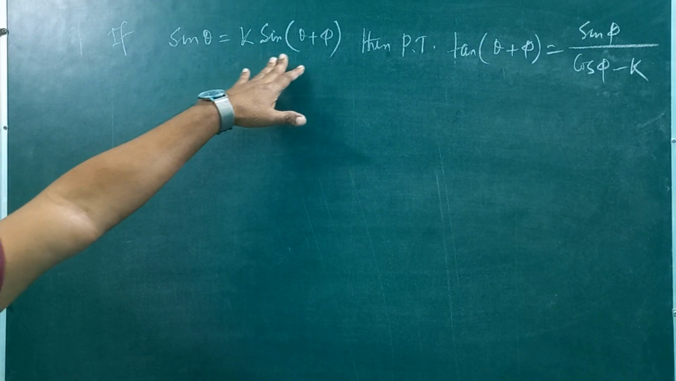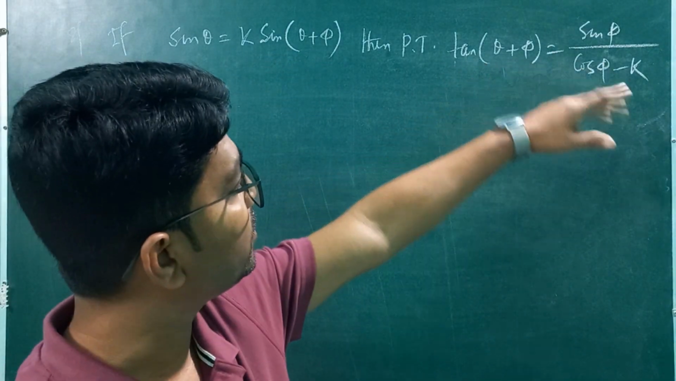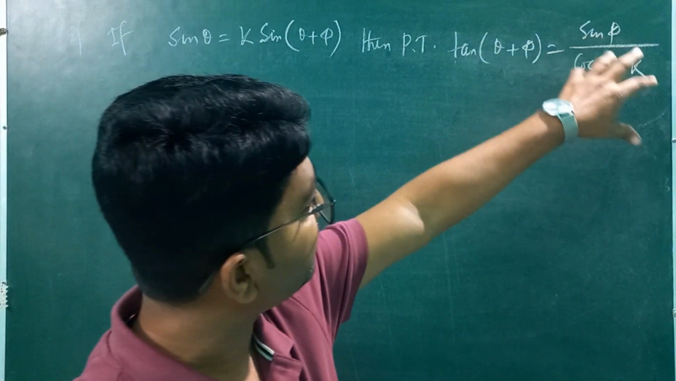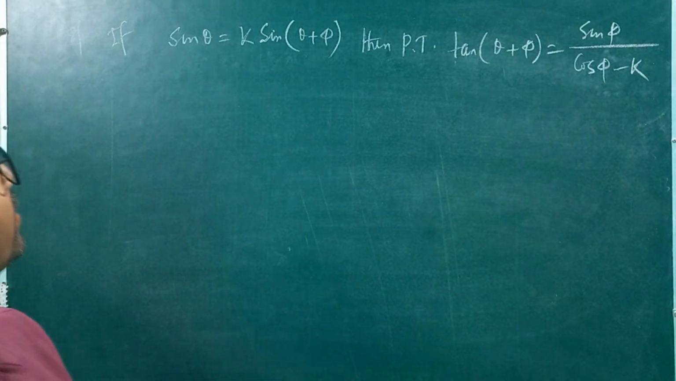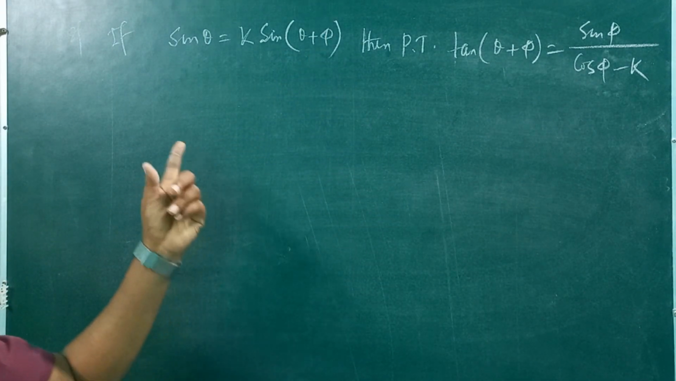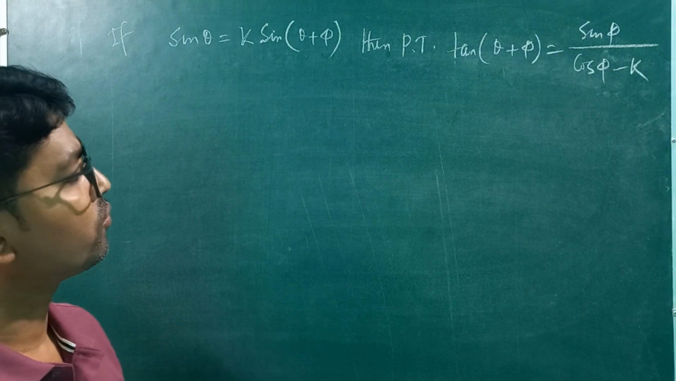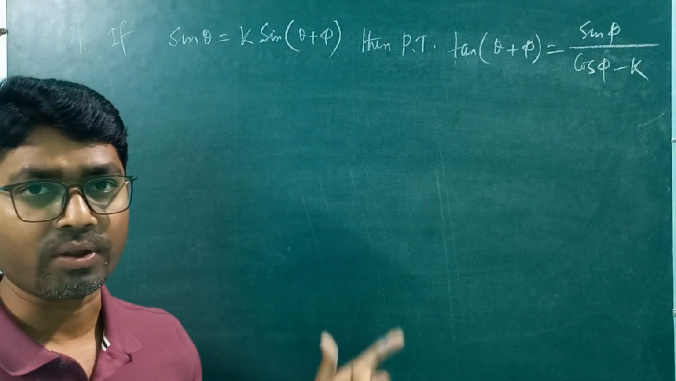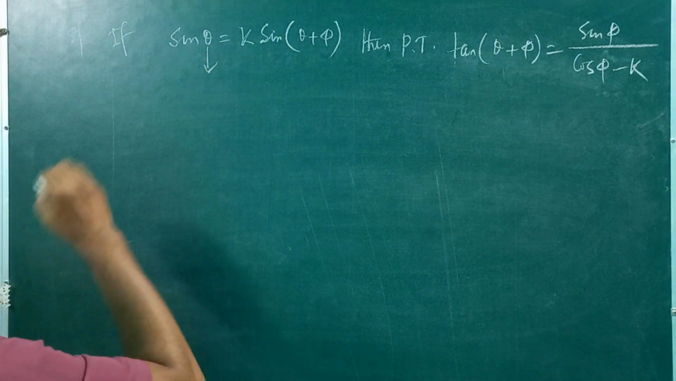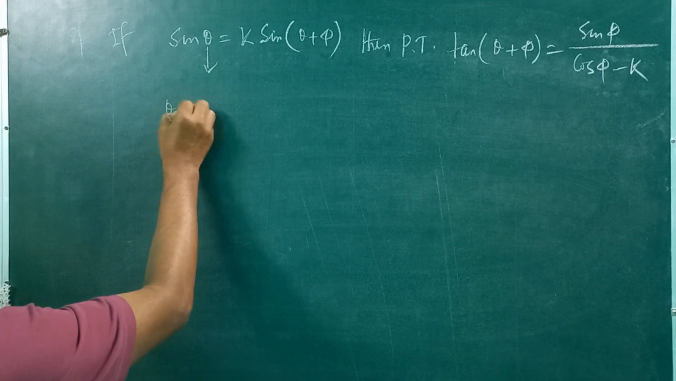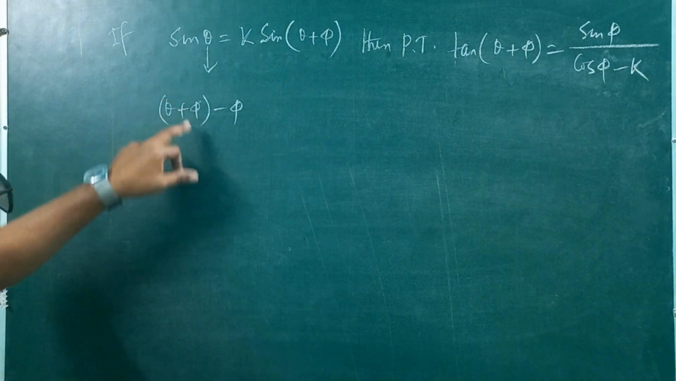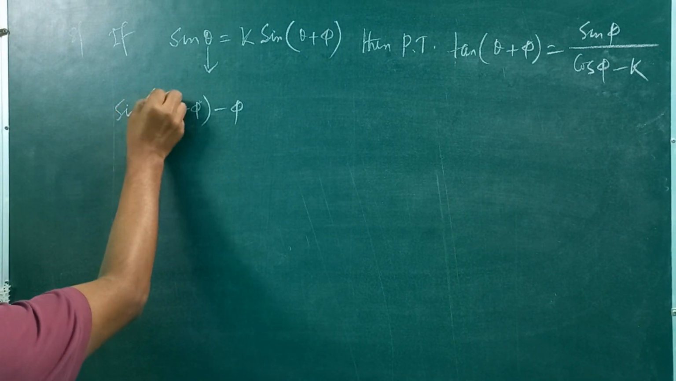Sin theta equal to k sin theta plus phi, then we have to prove tan theta plus phi equal to sin phi by cos phi minus k. See in the result, in the right hand side only phi, that is we have to separate this phi from theta. How can we approach to the problem? There are so many ways also, but I will give very extraordinary solution here. I write this theta in this way, theta plus phi minus phi.